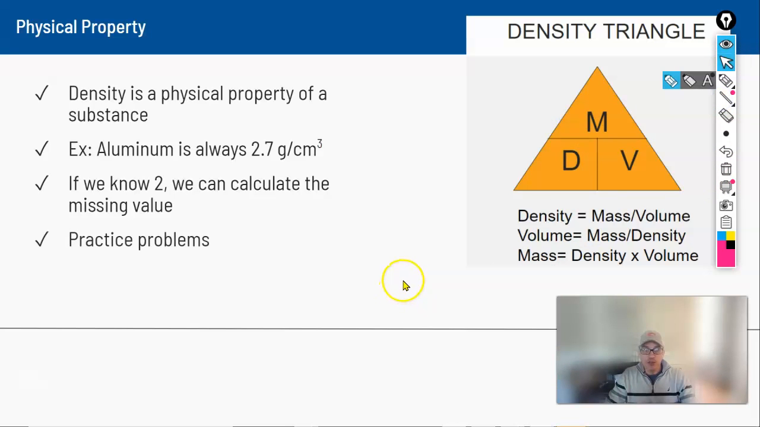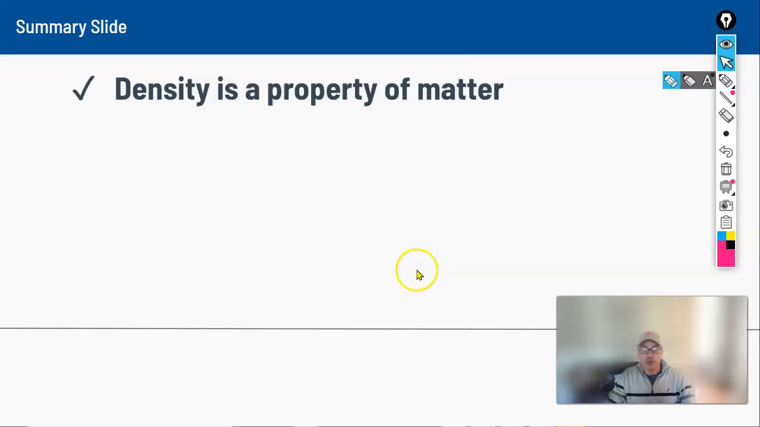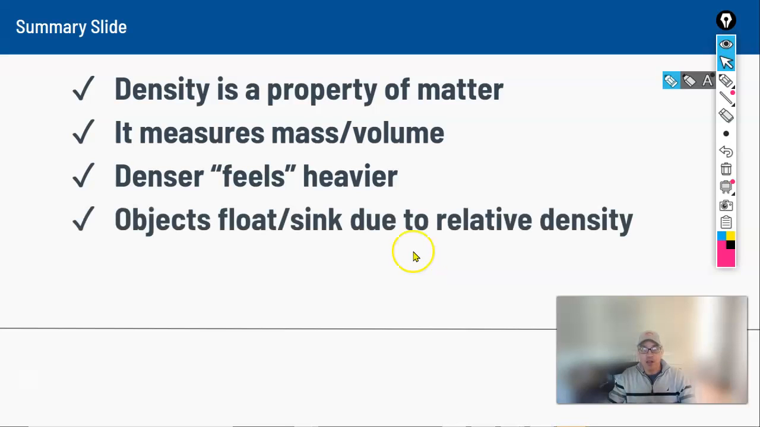So in quick summary, you've got some practice problems to work on, but density is a property of matter. It's a physical property. It effectively takes the measurement of mass and volume and combines them together to tell us how packed together things are. Things that are more dense are going to feel heavier. If they're less dense, they're going to feel lighter. And objects tend to float or sink due to their relative density inside of water.